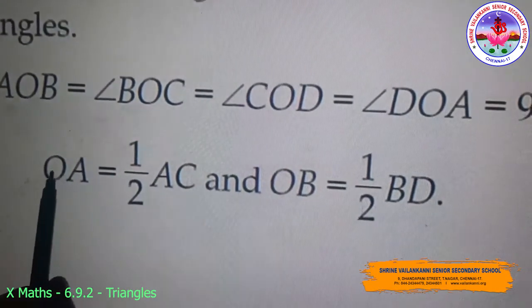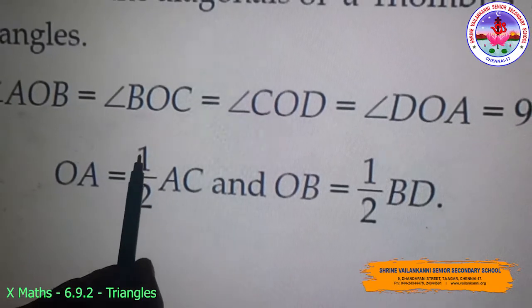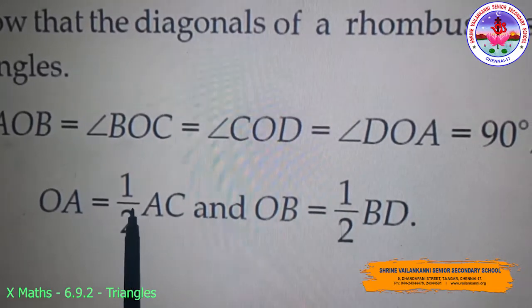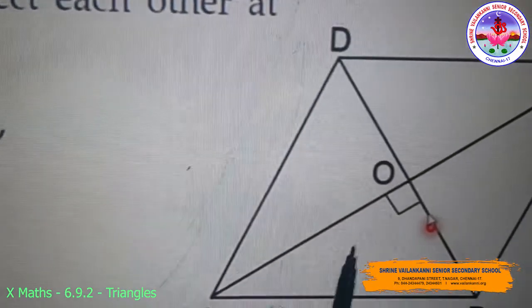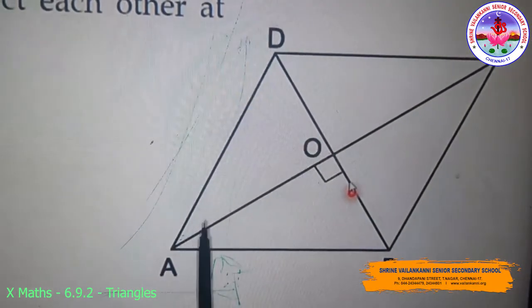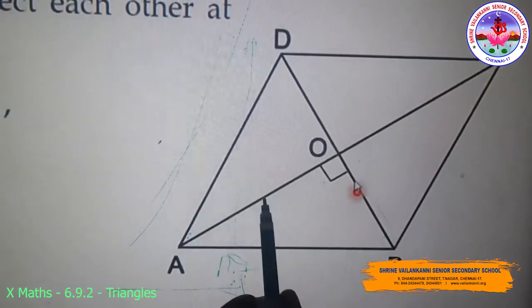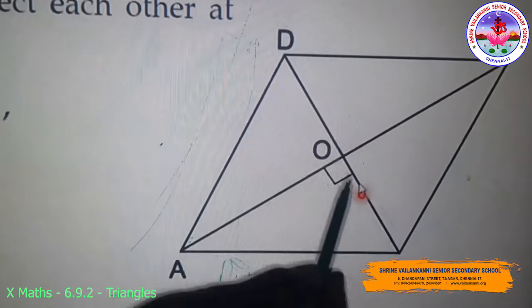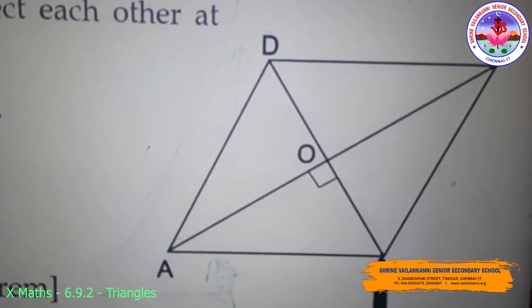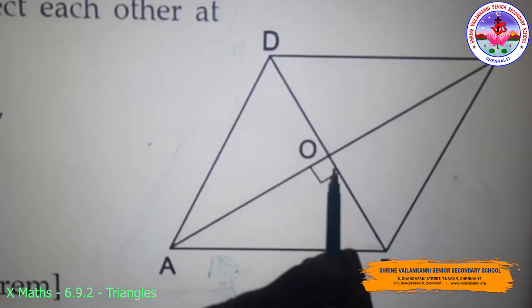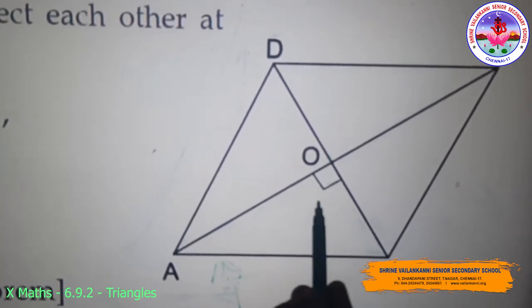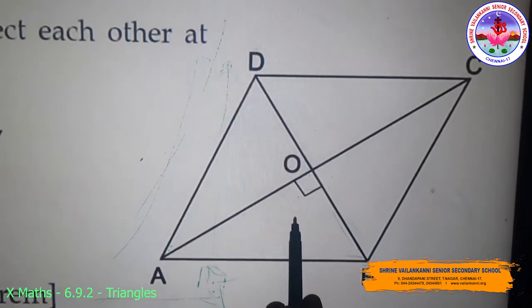Also, we know that OA will be equivalent to half of AC because the diagonals of a rhombus bisect each other. Coming to the figure, I can write OA as half of AC since the diagonals bisect each other. Similarly, OB is half of BD. So now I am going to take the triangle AOB, which is right angled at O. I am going to use the Pythagoras theorem.